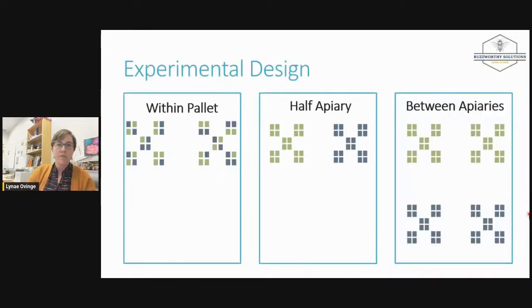So, if those answers are true, I've got some other experimental designs that will work. Again, there's nothing wrong with the within pallet design, but we have the option to go to these other designs, which I'll call half apiary, where we treat one half of an apiary with a treatment and the other half with a control, to simplify things commercially. And then we'll go over the between apiaries design, where we'll treat one whole apiary and have a whole other apiary as a control.